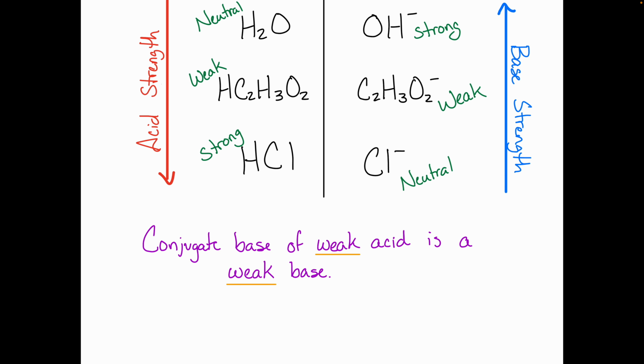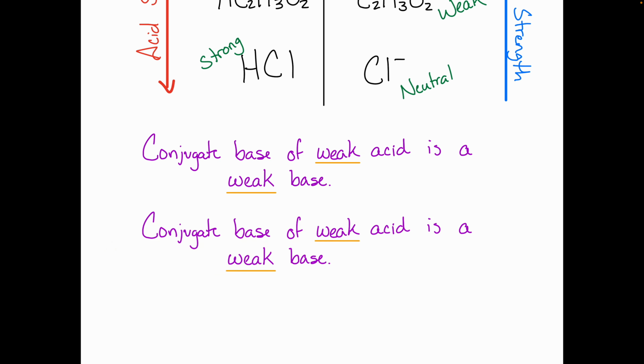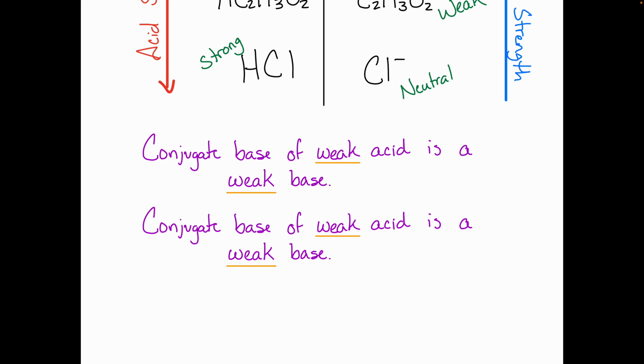All right? We can just note that we could say the same thing about bases as well. It turns out that the conjugate acid of a weak base is itself a weak acid. So if we flip the word acid or base in that previous statement, it also holds true.